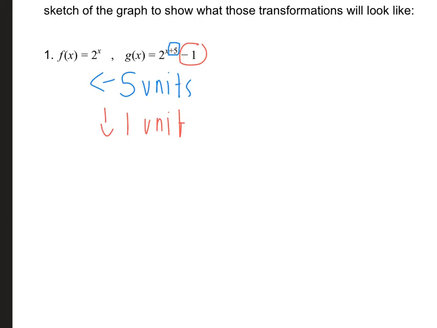Now again, we'll sketch a quick parent function. There we go. A quick parent function would be this one right here, intersecting at 0, 1, y-intercept at 1. And what we're going to do here is shift that y-intercept according to what we've got written over here, right? We're going to shift this left 5 units and down 1 unit. So let's go ahead and do that.